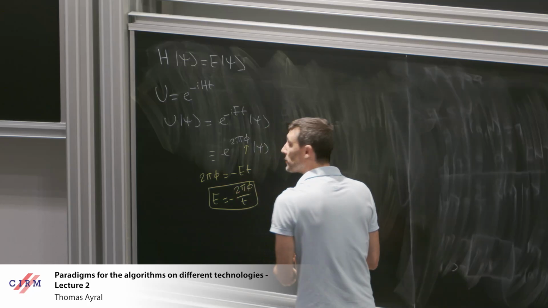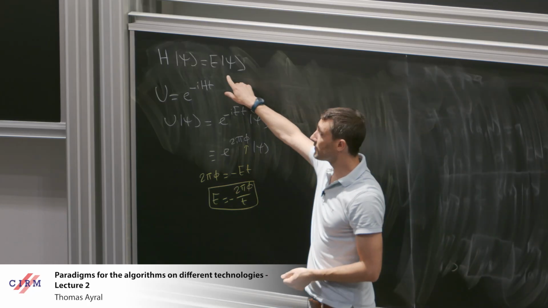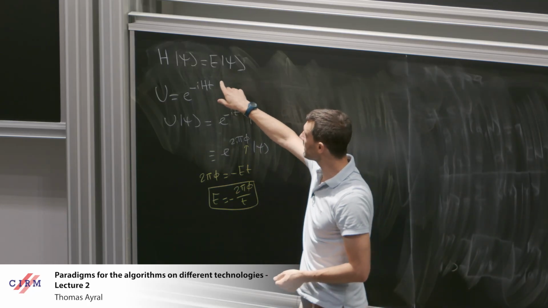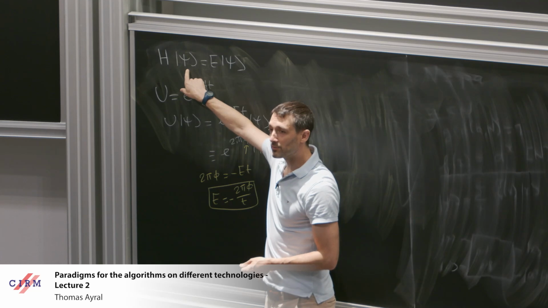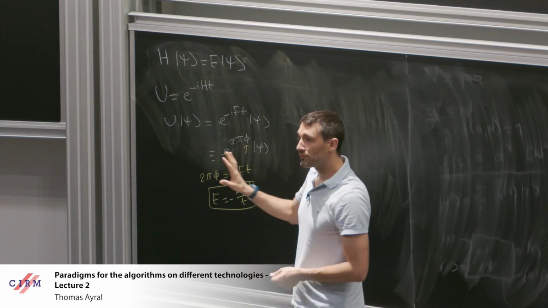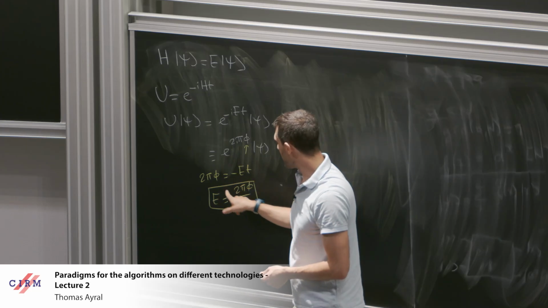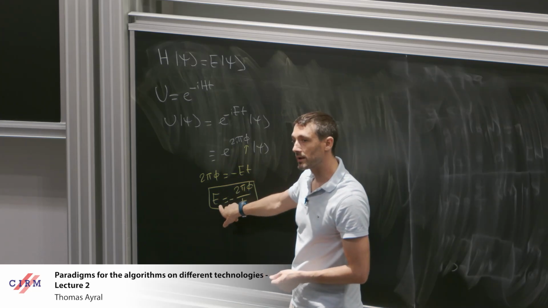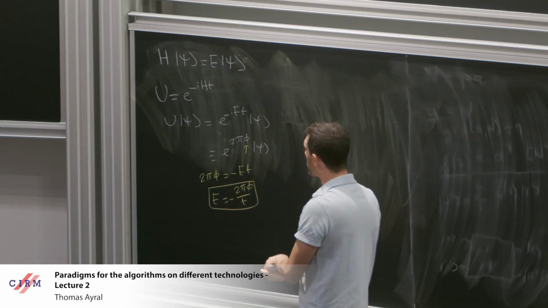Okay, so one way to find the eigenvalue of a Hamiltonian using phase estimation is to say, I start with an eigenvector, which is a strong assumption. I feed it to phase estimation, I get a phase phi out, and I recompute the energy in this way. Okay, so this is one way to do it.